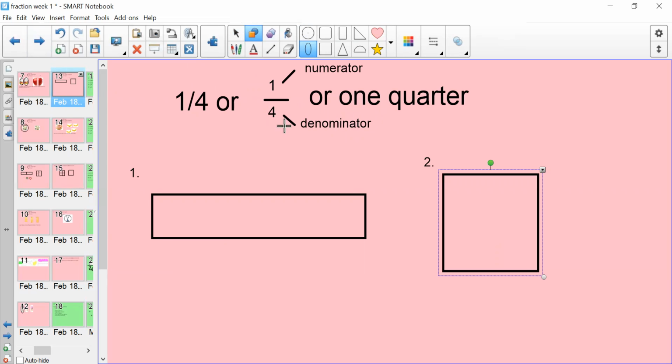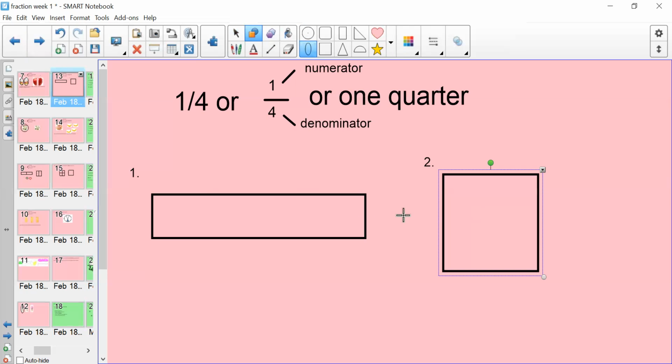And our denominator, again, stands for how many parts the shape or object have. So if it is 1/4, your shape or objects will have 4 parts. If it is 1/3, it will have 3 parts. If it is 1/2, it will have 2 parts. So whatever your denominator is what it is being split up into.